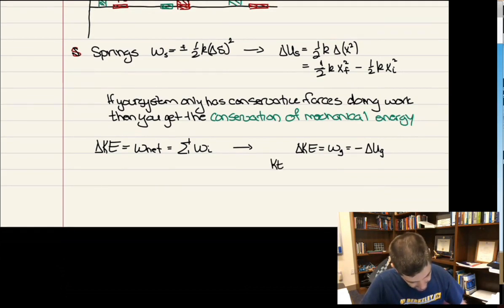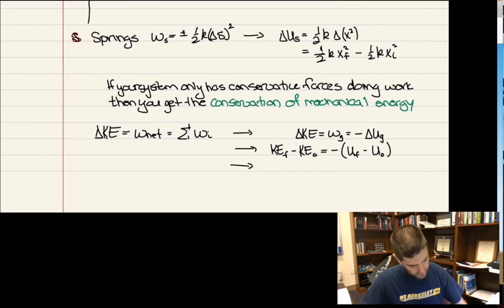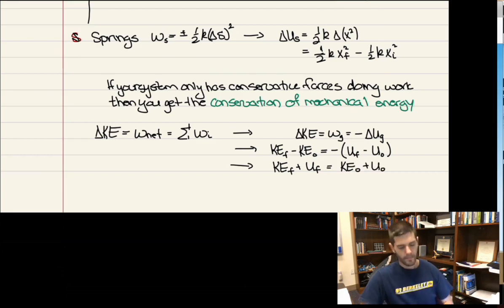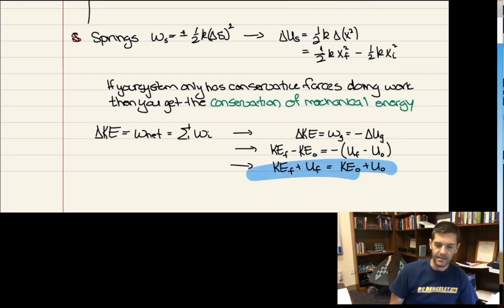So as a result, that's saying the final kinetic energy minus the initial kinetic energy equals minus the change in potential energy. So minus the potential energy at the end, minus the potential energy at the beginning. And then through a little bit of rearranging, you can write down something that looks like this. The kinetic energy at the end plus whatever potential energy is at the end is exactly equal to the kinetic energy at the starting point plus whatever the potential energy was at the starting point.